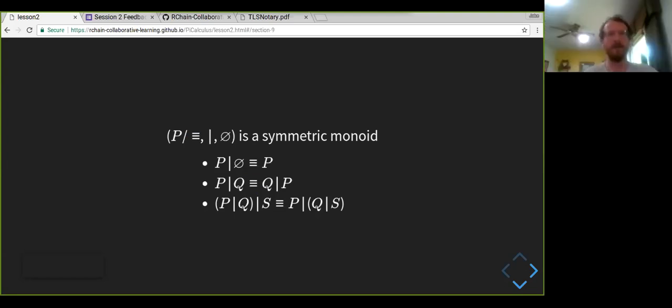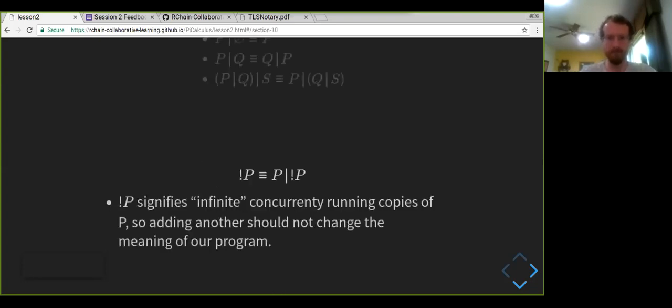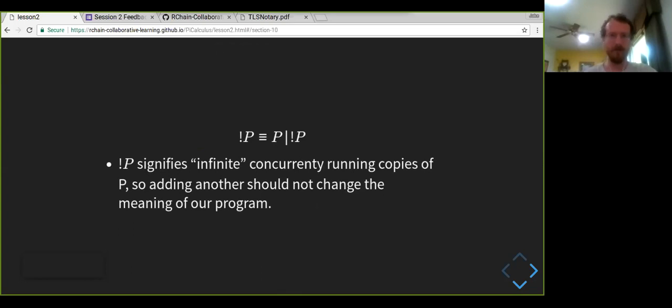Yeah, because you can think of weaker forms of equivalences as well, which we'll get into maybe in following weeks. This is the strongest equivalence. This is structural equivalence, but there's other sorts of equivalences in processes. Okay, another one is that bang P is equivalent to P running in parallel with bang P, because bang P is supposed to signify infinitely many recurring Ps. So if you add another one onto it, you shouldn't change the meaning of your program.